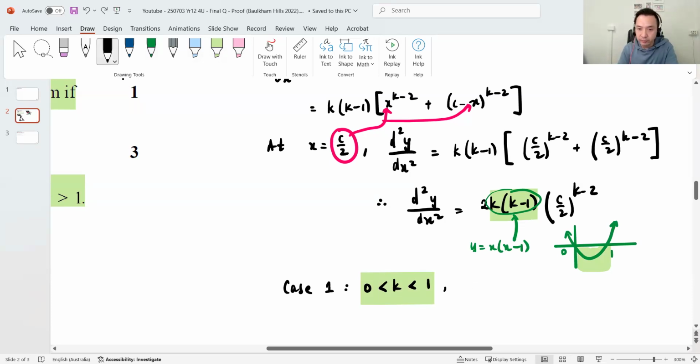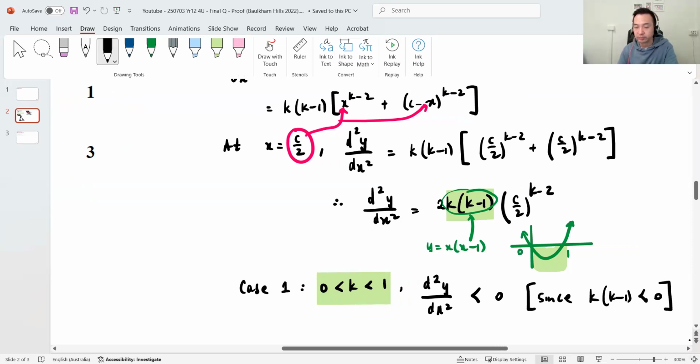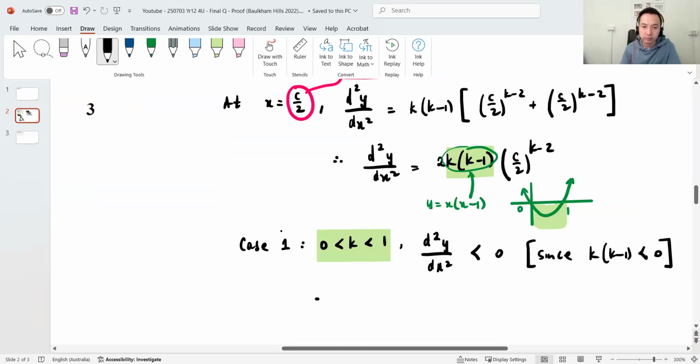So when d squared y over dx squared is less than 0, because k minus 1 is less than 0, therefore there's a max stationary point at x equals c on 2 when k is between 1 and 0.